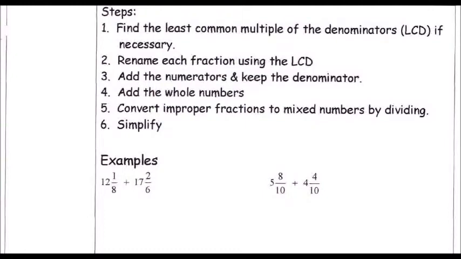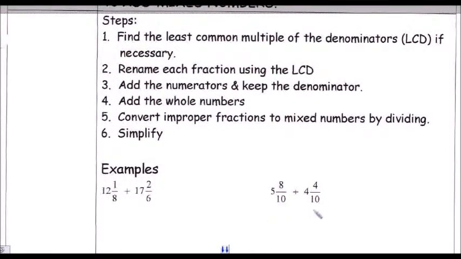Find the common denominator. Okay, the common denominator is going to be between 6 and 8. It's going to be 24. Okay, so I'm going to rewrite them, and I'm going to rewrite just my fractions. I'm going to forget about my whole numbers for right now. Okay, 8 times 3 gives me 24, so 1 times 3 is 3.